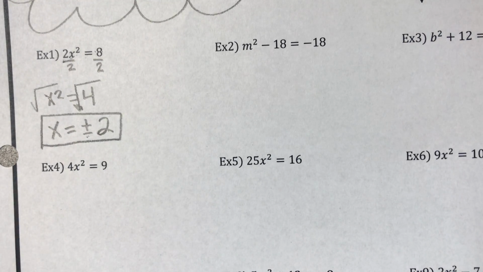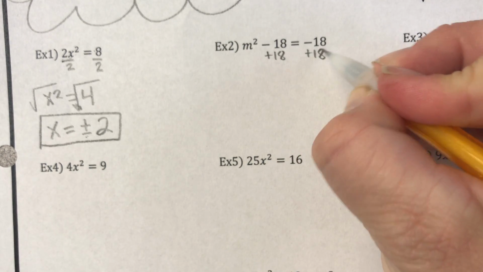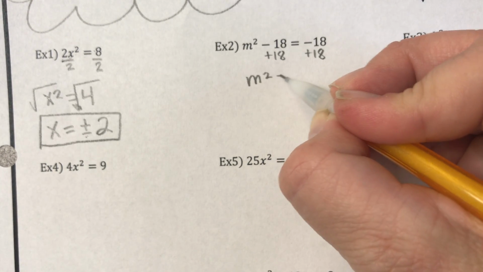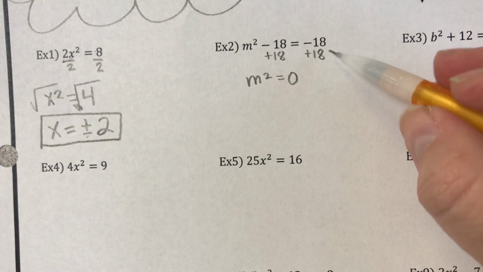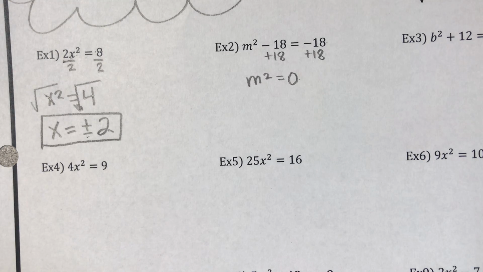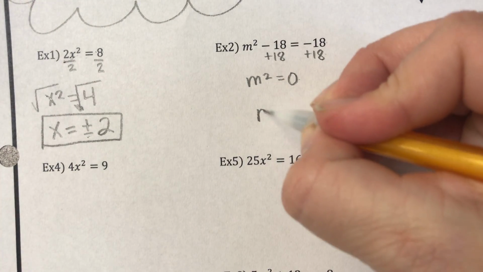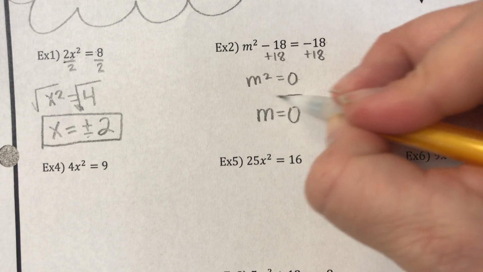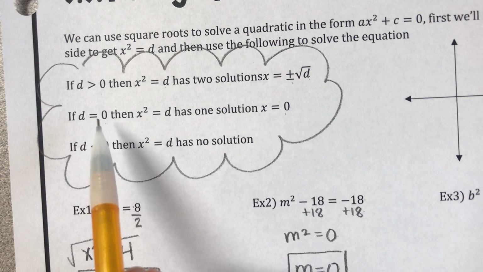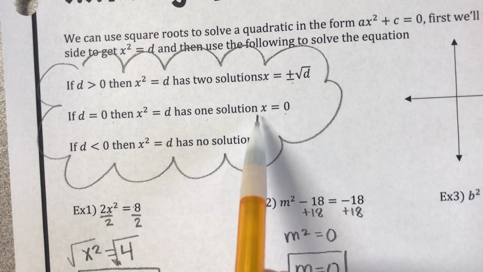Let's look at number 2. We're going to go ahead and add 18 to both sides. So I get m squared equals 0, because negative 18 plus 18 is 0. So what number times itself gives us 0? 0. So there's only one solution, and it is 0. If you have d equals 0, then x squared only has one solution, x is 0.